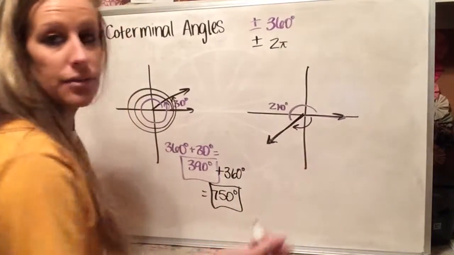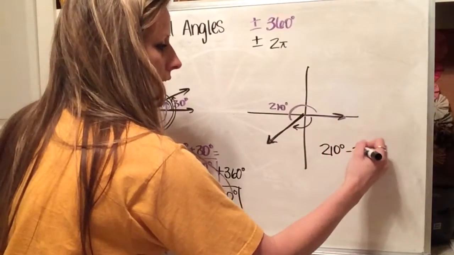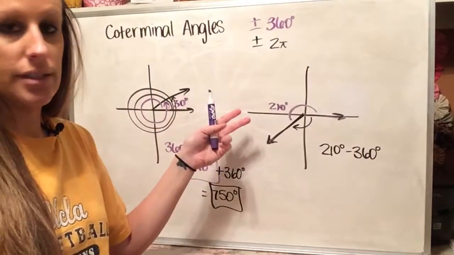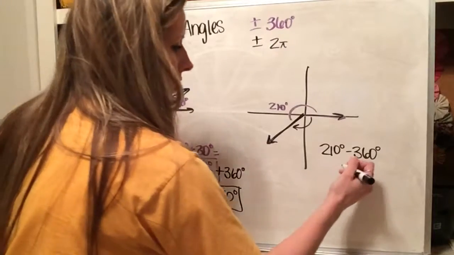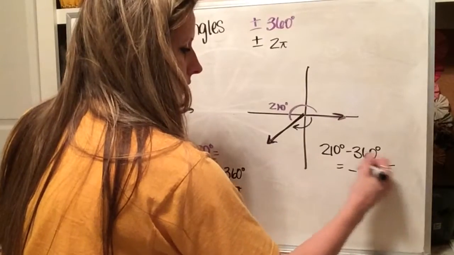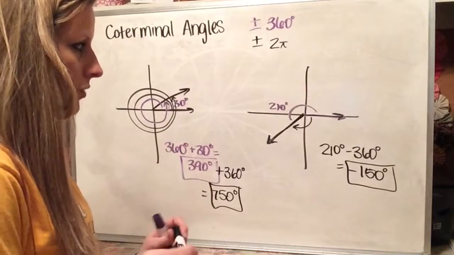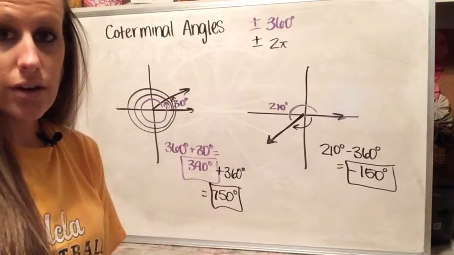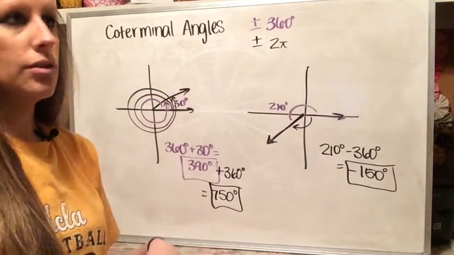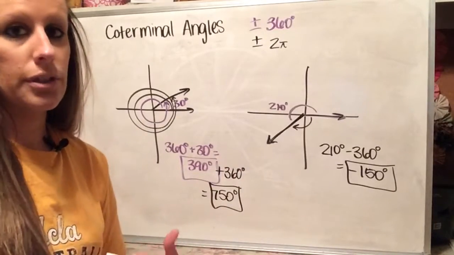So the way to figure out what that angle would be is to take my angle measurement and subtract 360 degrees. Okay, you're always going to add or subtract 360 degrees. So if I do that, I get negative 150 degrees. That would be a coterminal angle. Okay, so you can go clockwise, you can go counterclockwise, you can go one time around, you can go 20 times around. So you'll have an infinite number of coterminal angles.